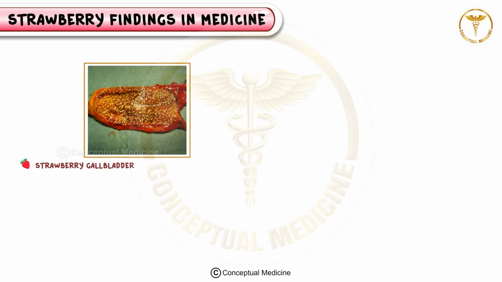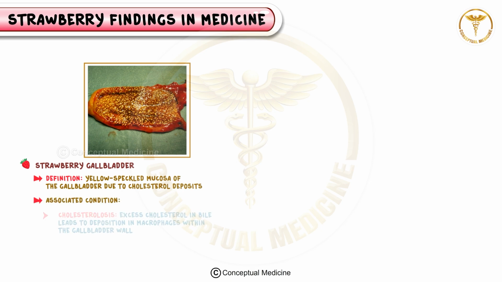The strawberry gallbladder presents differently. It describes a yellow speckled mucosa of the gallbladder, resembling a strawberry. This occurs due to cholesterol deposits within macrophages in the gallbladder wall, a condition known as cholesterolosis. While most patients are asymptomatic, some may experience biliary colic.